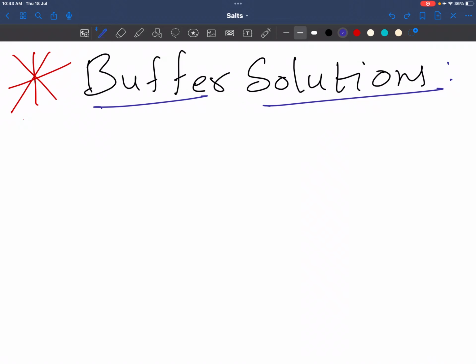Today we'll be talking about buffer solutions. Last class we talked about acids and bases and the concept of pH, and we did a couple of problems based on those concepts. ఈ క్లాస్లో మనం బఫర్ సొల్యూషన్స్ గురించి మాట్లాడతాం.